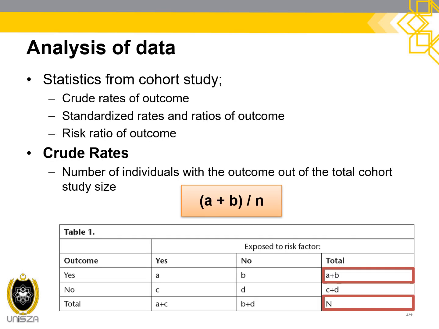Let's now move to analysis of data in cohort studies. Statistics from cohort studies are divided into three categories. The first one is crude rates of outcome. The second category is standardized rates and ratios of outcome. And the final category is risk ratio of outcome. In crude rates, the number of individuals with the outcome out of the total cohort study size is calculated. So you can see that it is A plus B over N.